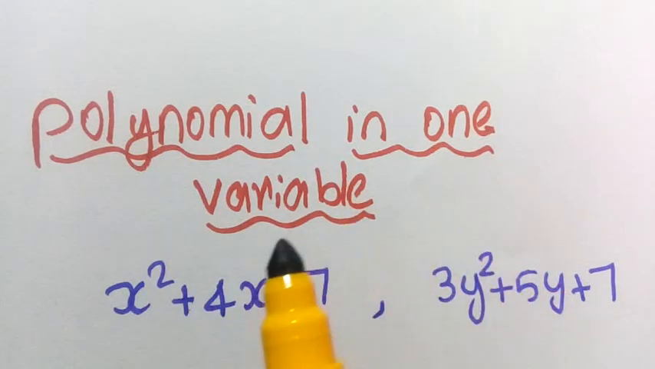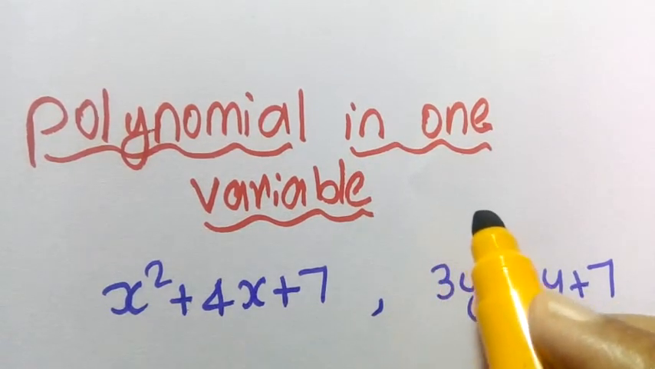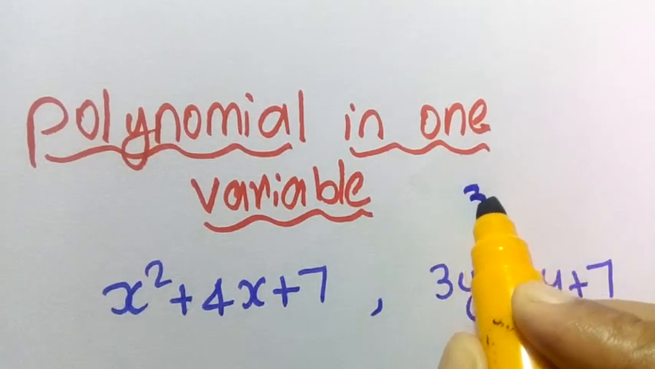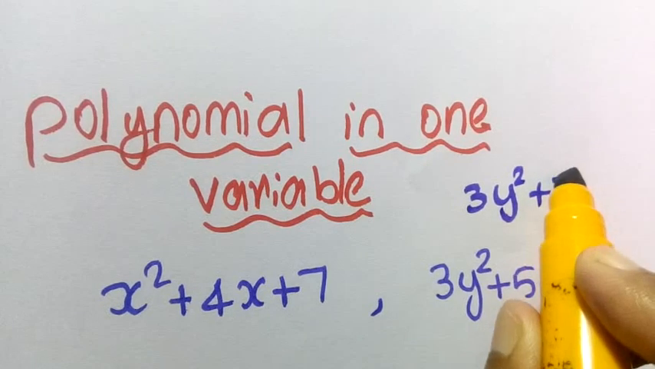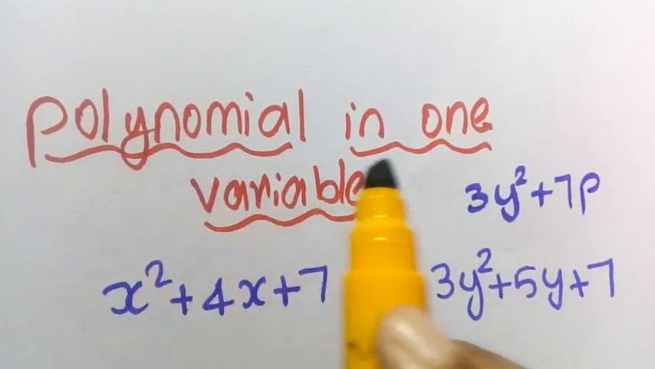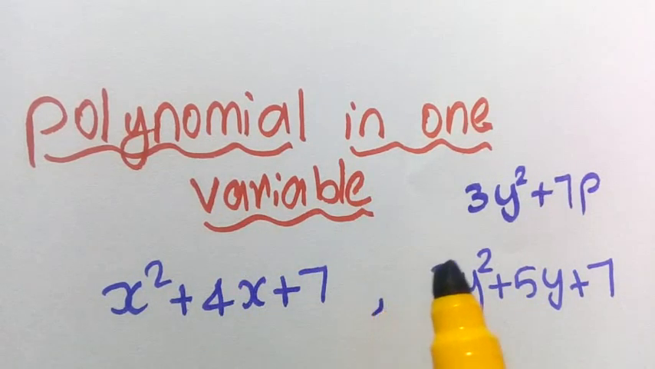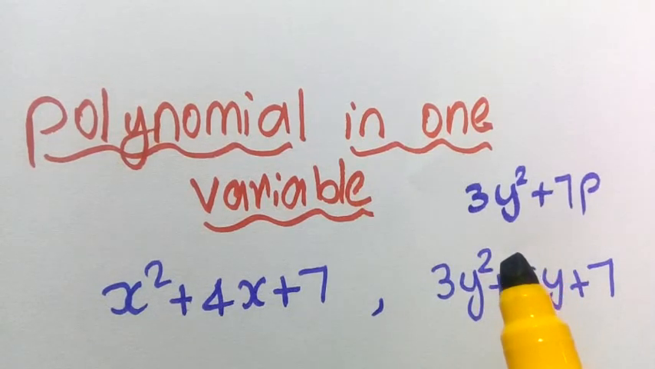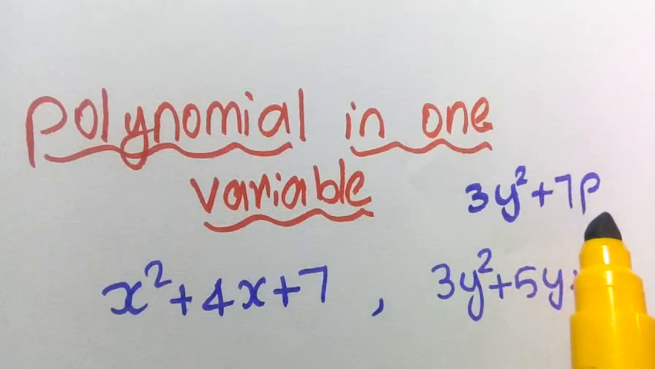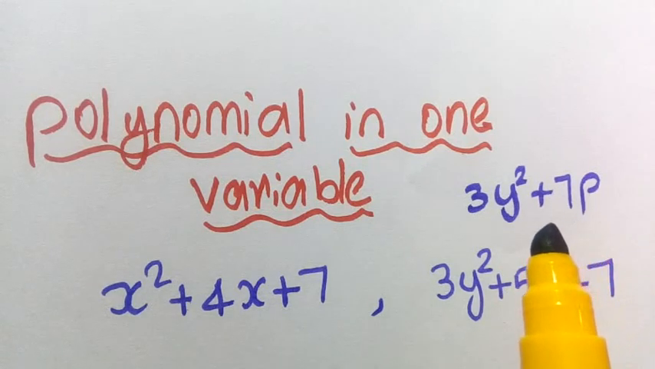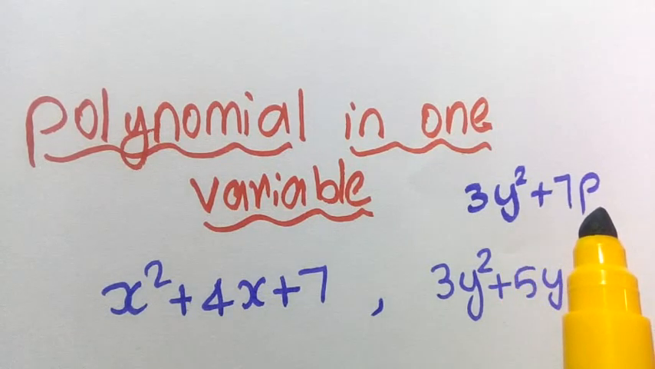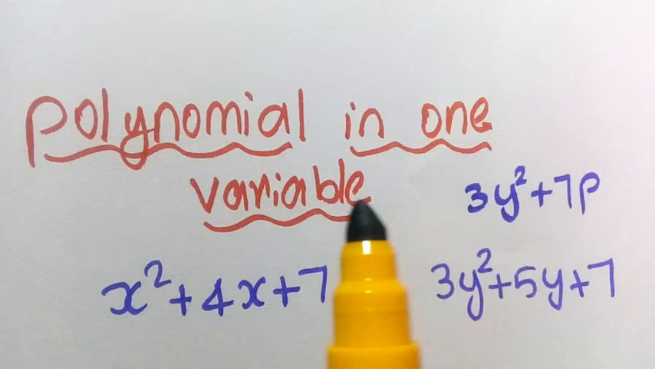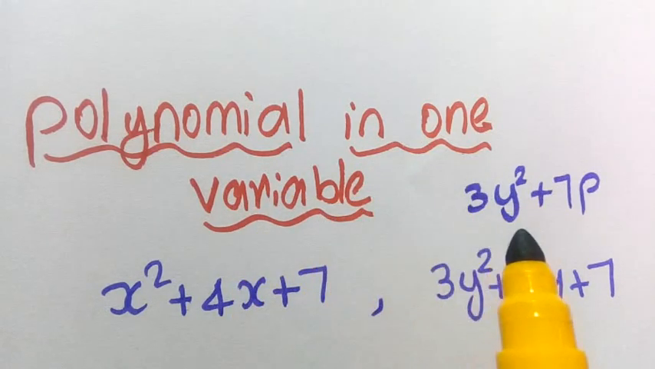polynomial in one variable. Now I will ask you one question. Is 3y square plus 7p a polynomial in one variable? No. Why? Because 3y square plus 7p has two variables, y and p. So this polynomial is not a polynomial in one variable.